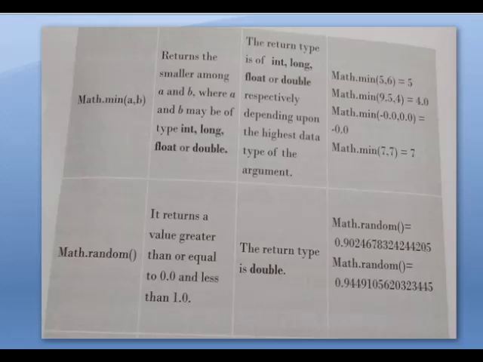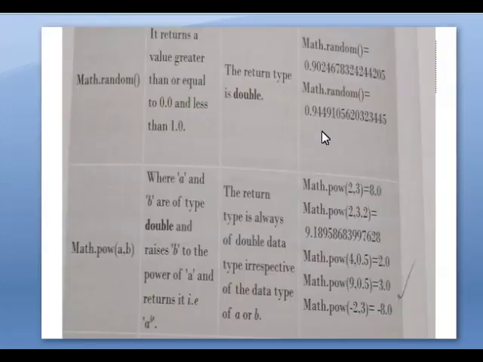So math.random is over. Next, math.pow. If you want to find the power of 2 power 3, 2 power 100, or 8 power 1000, it is very difficult to find the power of a very big value. So we are going to use the function math.pow. The first value is the base value, the next value is the power value, where a and b are of type double, and it raises a to the power of b.